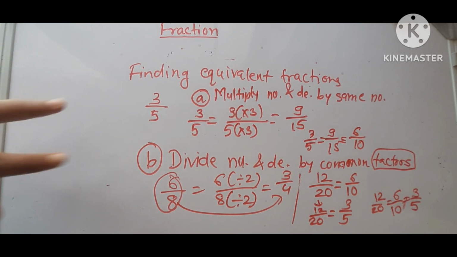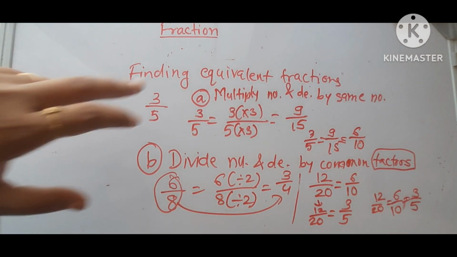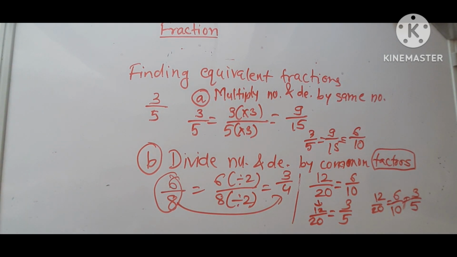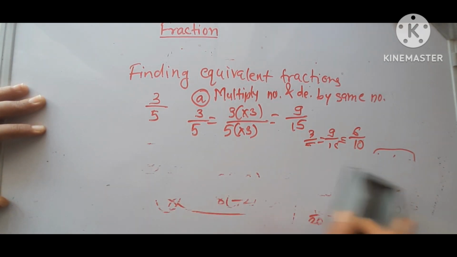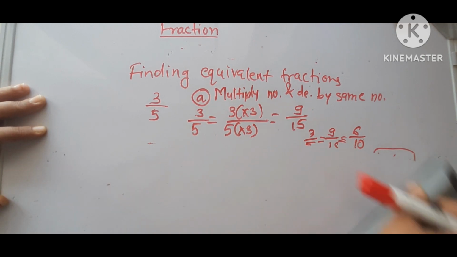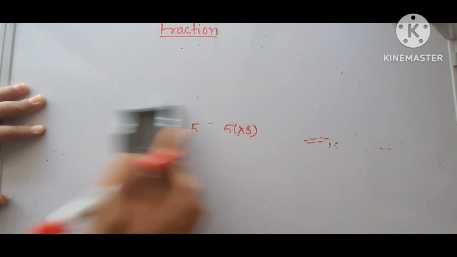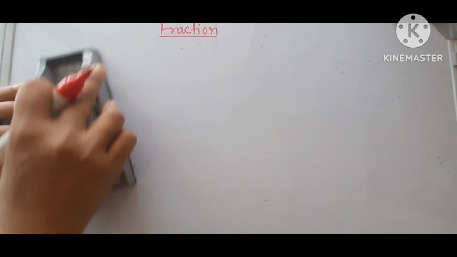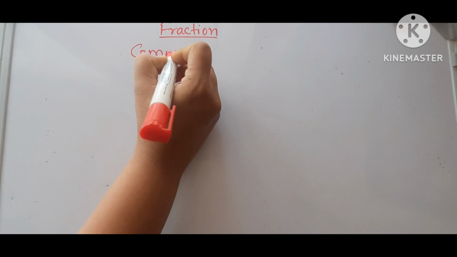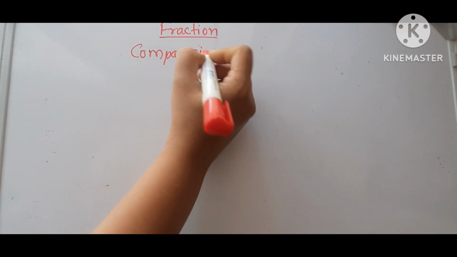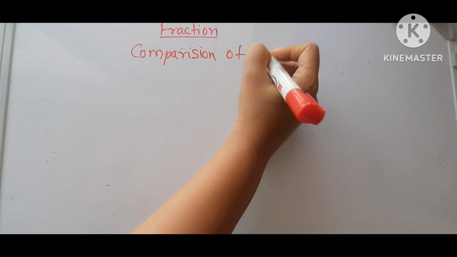These are equivalent fractions. So there are 2 ways to find the equivalent fraction: multiplying the numerator and denominator by the same number, and dividing the numerator and denominator by common factors. This type of question you can see in exams, where they can ask you to find the equivalent fractions of a given number. The next topic which we will cover is comparison of fractions.